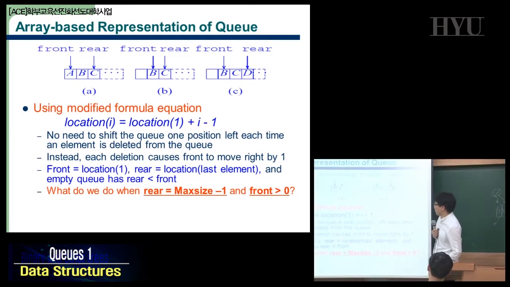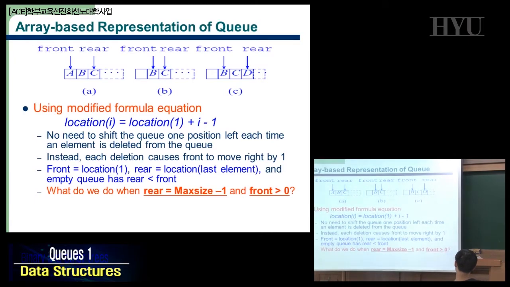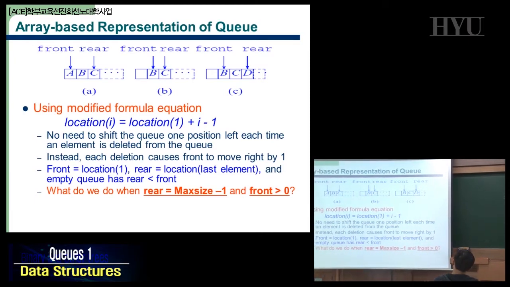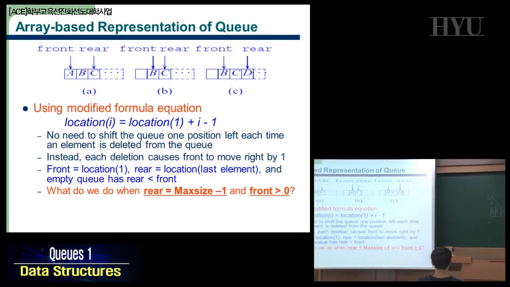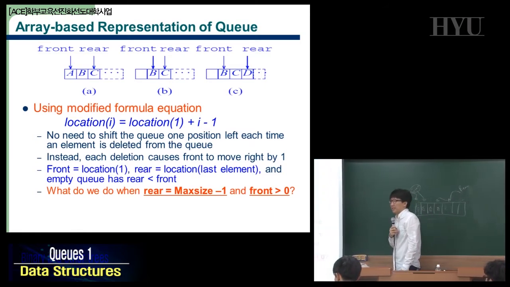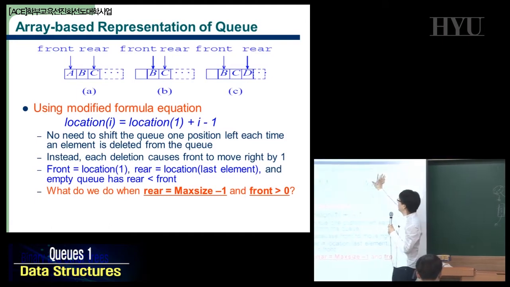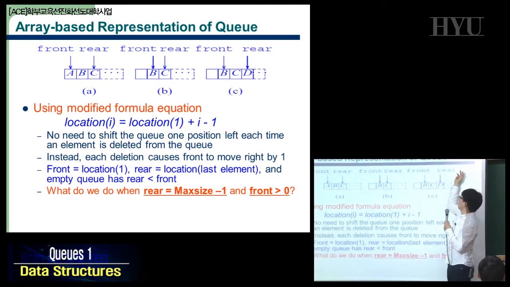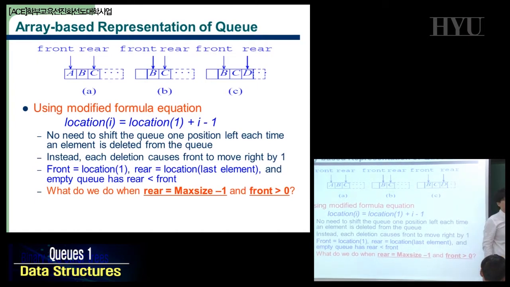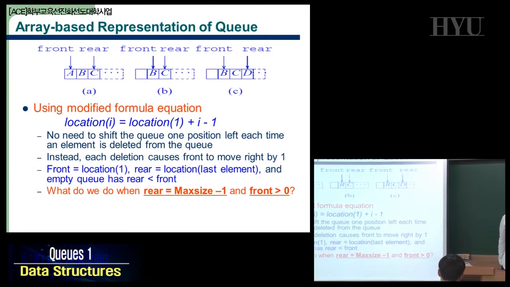Front is location 1, rear is the location of the last element, and an empty queue has rear smaller than front. The pointers meet and cross each other like this. If so, then it means the queue is empty. The front and rear pointers are perhaps crossing, or even front is up here. Then it means that you don't have any element in the list.